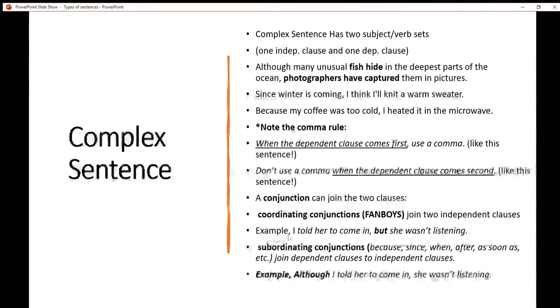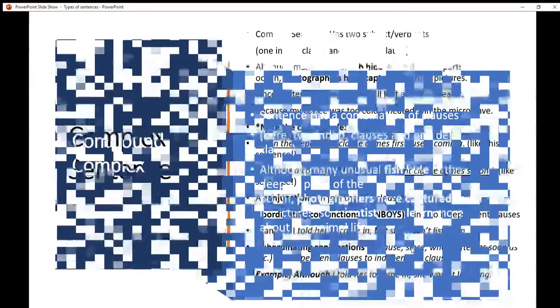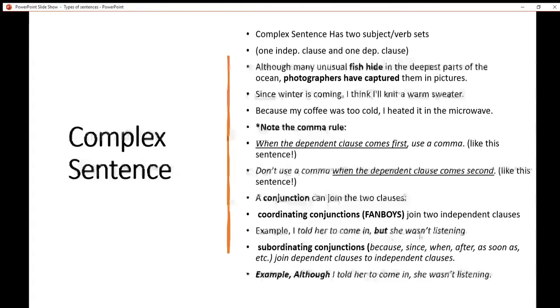The subordinating conjunctions are words like, sorry about that, guys, because, since, when, after, as soon as, etc. They join the dependent to the independent clause. So the coordinating conjunction joins the two independent clauses, while the subordinating conjunction joins the dependent with the independent. For example, although, which is a subordinating conjunction: although I told her to come in, she wasn't listening. Although is this type of conjunction, and they join the dependent with the independent.